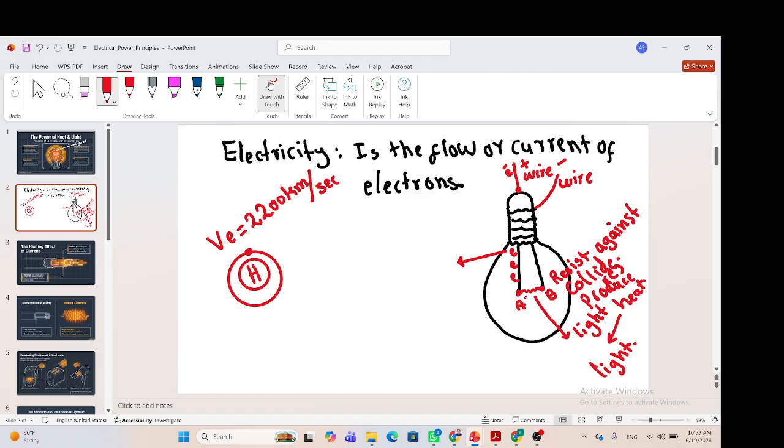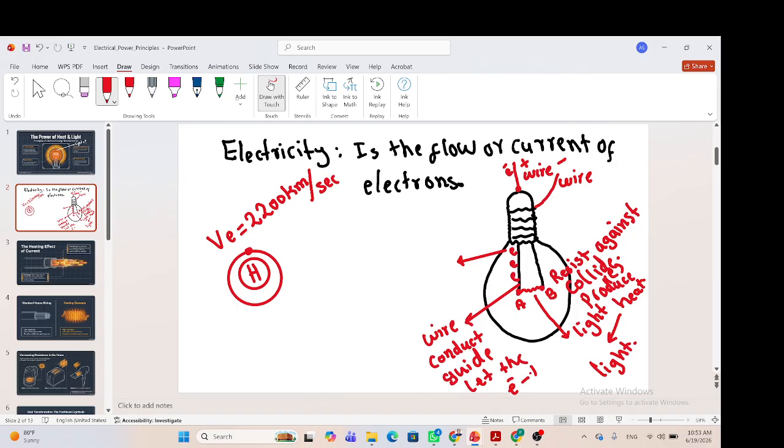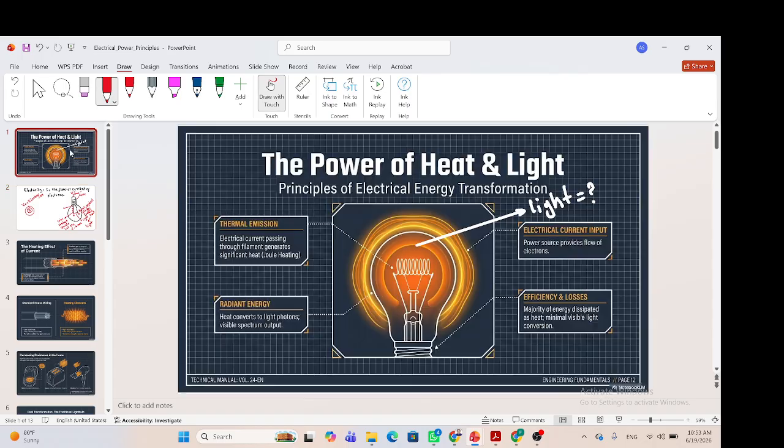From outside to the inside of the lamp, we have two different types of wire. The first wire conducts, or guides, or lets the electricity move. So from outside until this point, but only this wire, the small wire that we have at the end of the lamp. Let me show you in the picture.